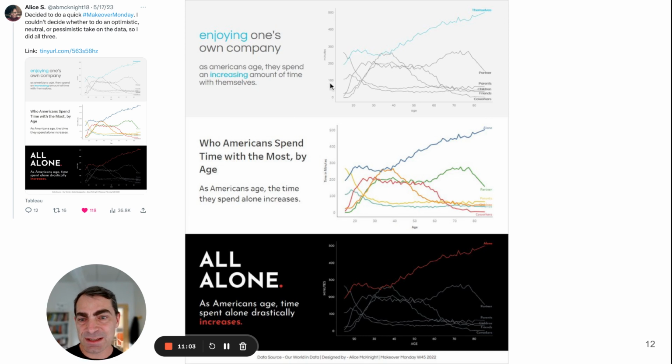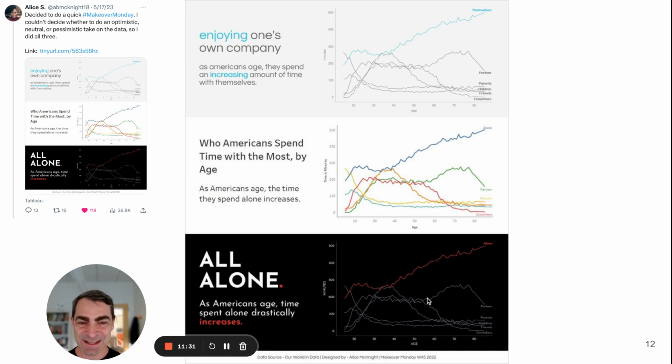So this is like a positive spin, right? Oh, look, people are really enjoying themselves. So the next one, exactly the same graph, but the colors are different, right? It doesn't put an emphasis on this specific line that goes up, and it's more neutral. Who Americans spend time with the most by age? Very neutral. It doesn't judge. It doesn't provide any judgment, right?